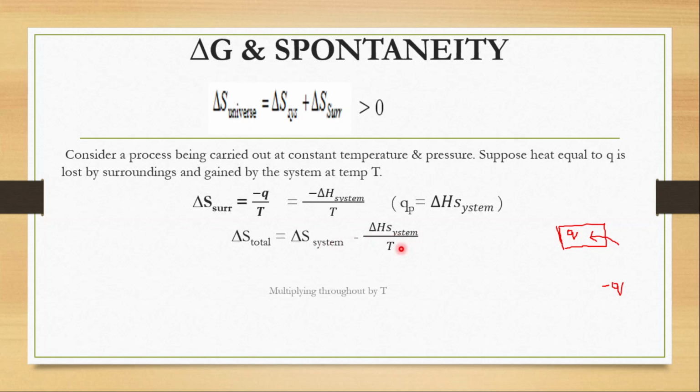In the next step, multiplying the whole equation throughout by temperature T, it becomes T delta S total is equal to T delta S system minus delta H system. So we shall move to the next step: T delta S total is equal to T delta S system minus delta H system.